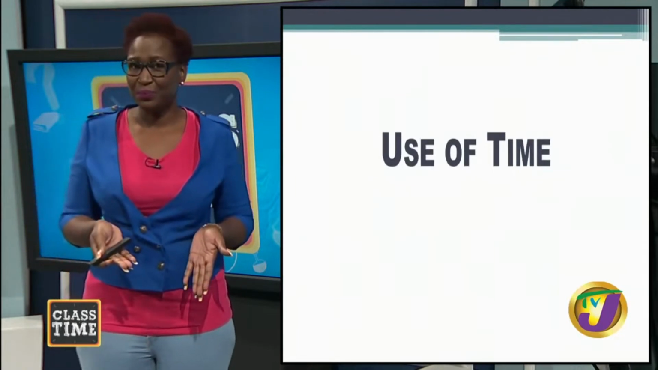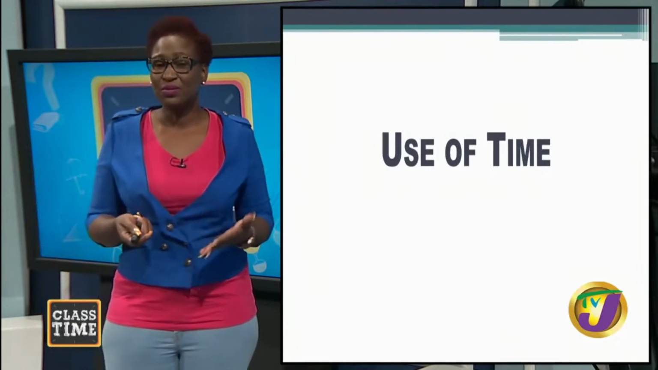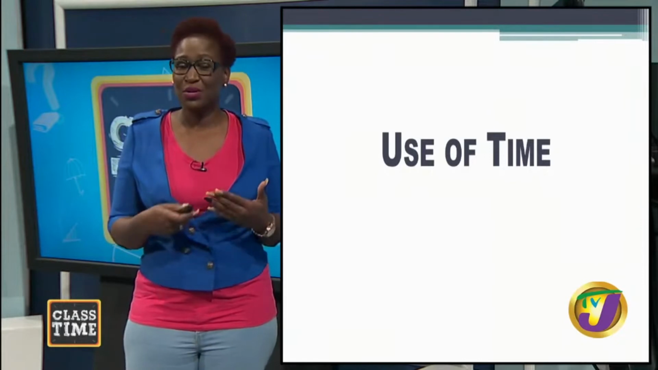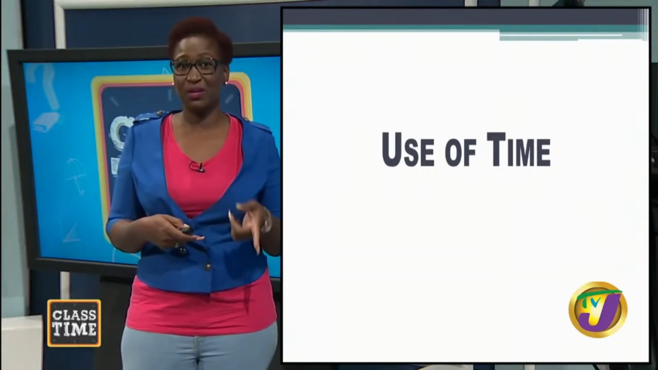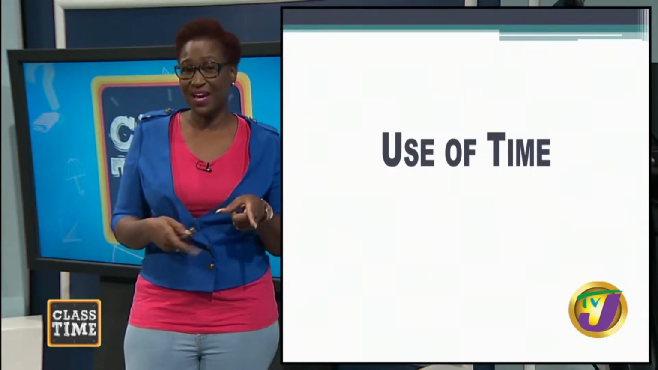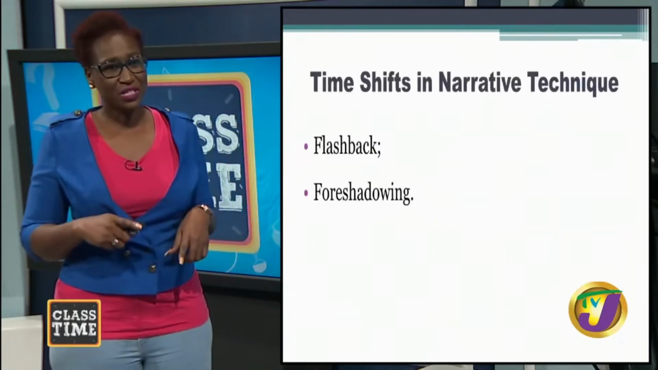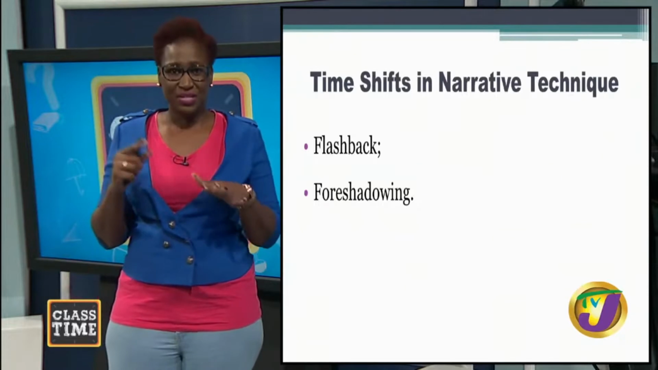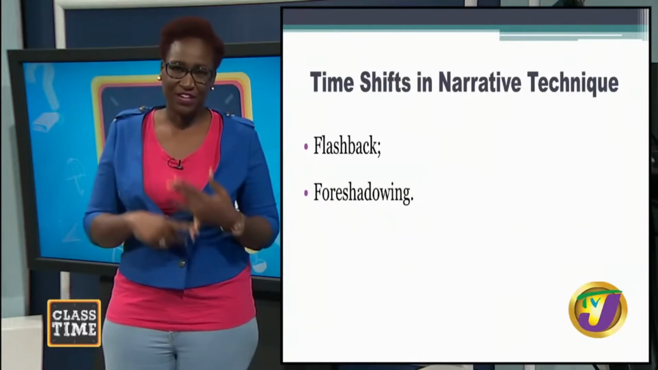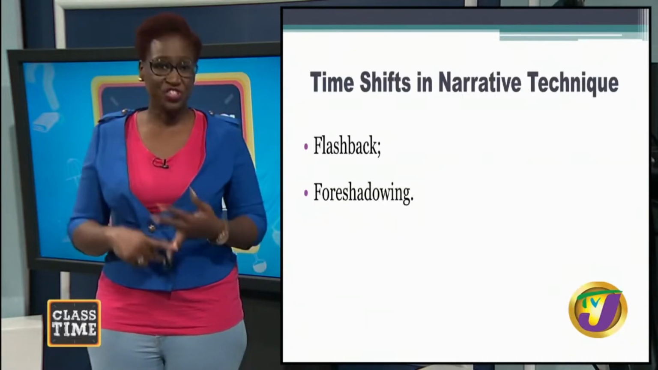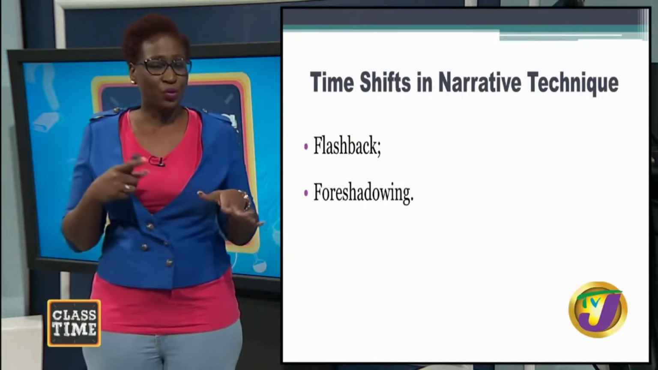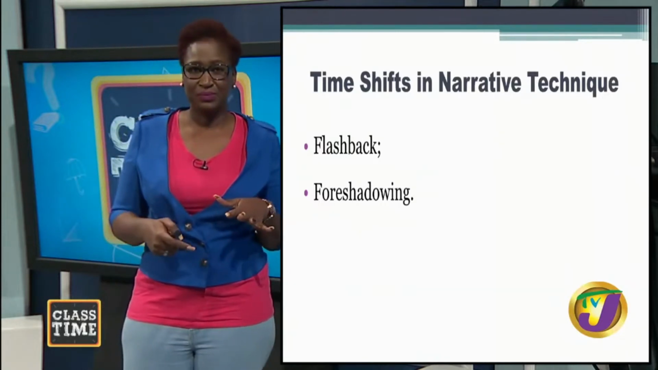Use of time. Now, we're all told, time waits on no man. But guess what? Time waits on an author because he is the master of time in the piece of writing. So the first thing you need to know is that time can be used through flashback or through foreshadowing. So we're going to look at those in a little more detail.